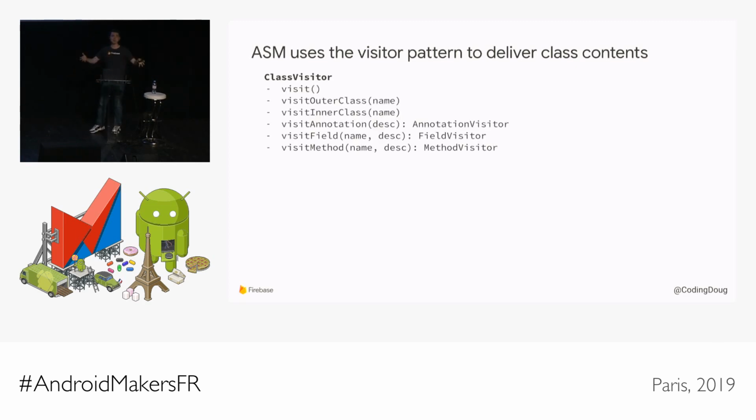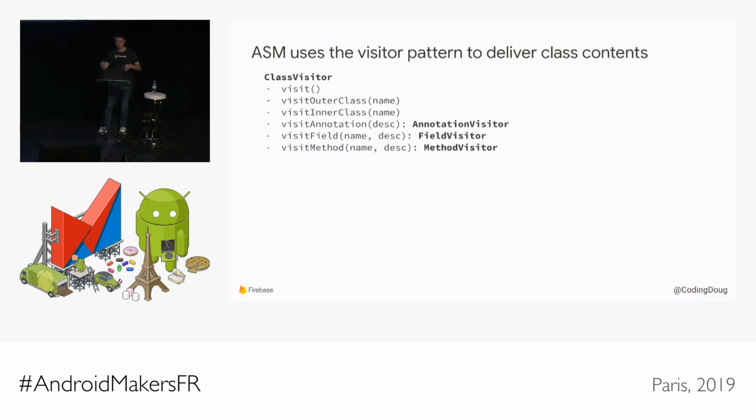So at the very, very top level, there's a class visitor. And so your class visitor is going to implement a bunch of members saying, what happens when I visit a class, what happens when I know its outer class, when it's inner class, what are its annotations, what are its fields, what are its methods. You're going to get called for each one of these. Now notice that some of these visitors return other visitors.